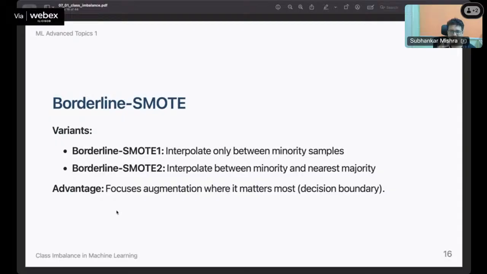For example, you can interpolate only between minority samples. In Borderline mode 2, for example, you can interpolate between minority and the nearest majority. The advantage, of course, is that it focuses augmentation where it matters the most, at the decision boundary, because that's where those danger samples are.